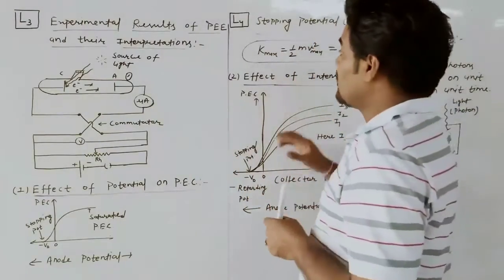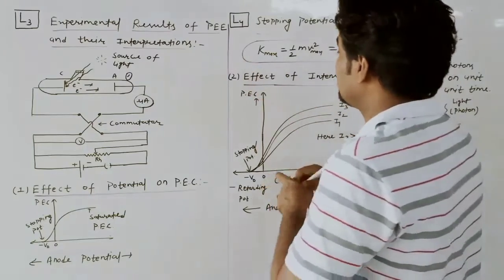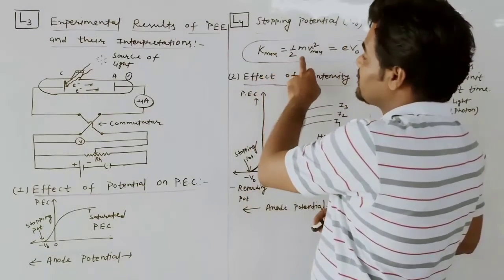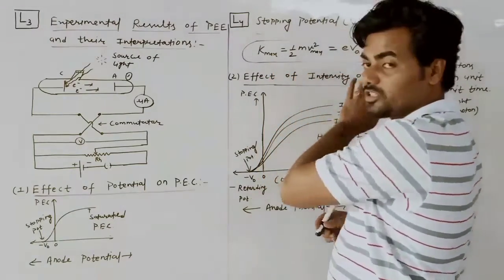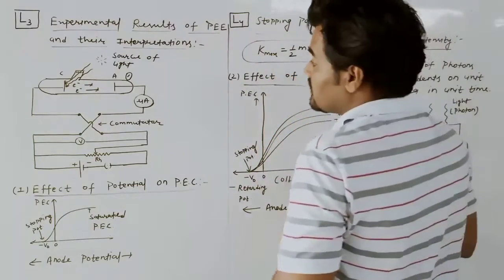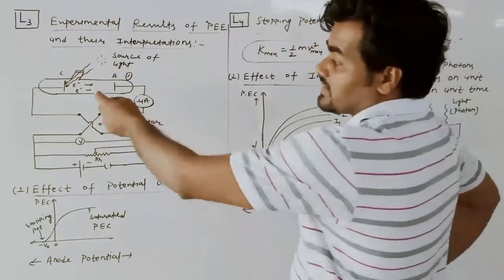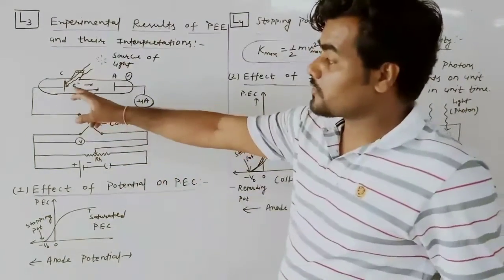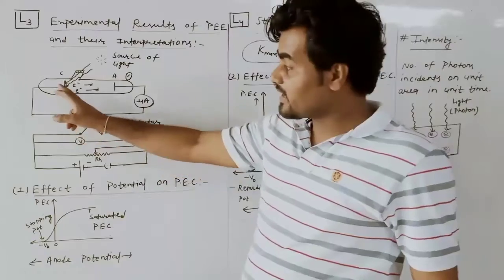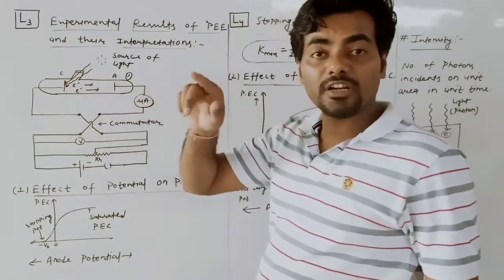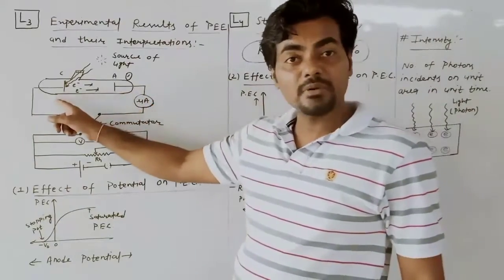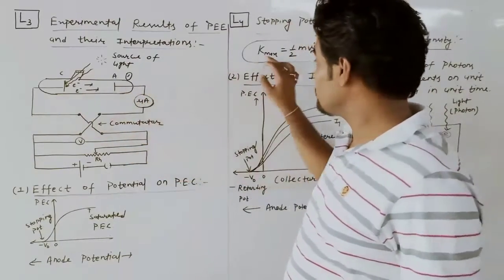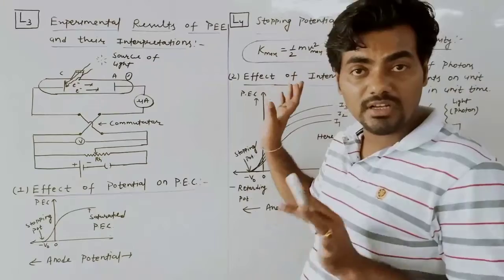Now here you can see the relation between the maximum kinetic energy of the emitted electron and the stopping potential. Let us suppose the mass of the emitted electron is m, and the maximum velocity of the emitted electron is v maximum. Then the maximum kinetic energy of the emitted electron is K maximum equal to half m v square maximum.